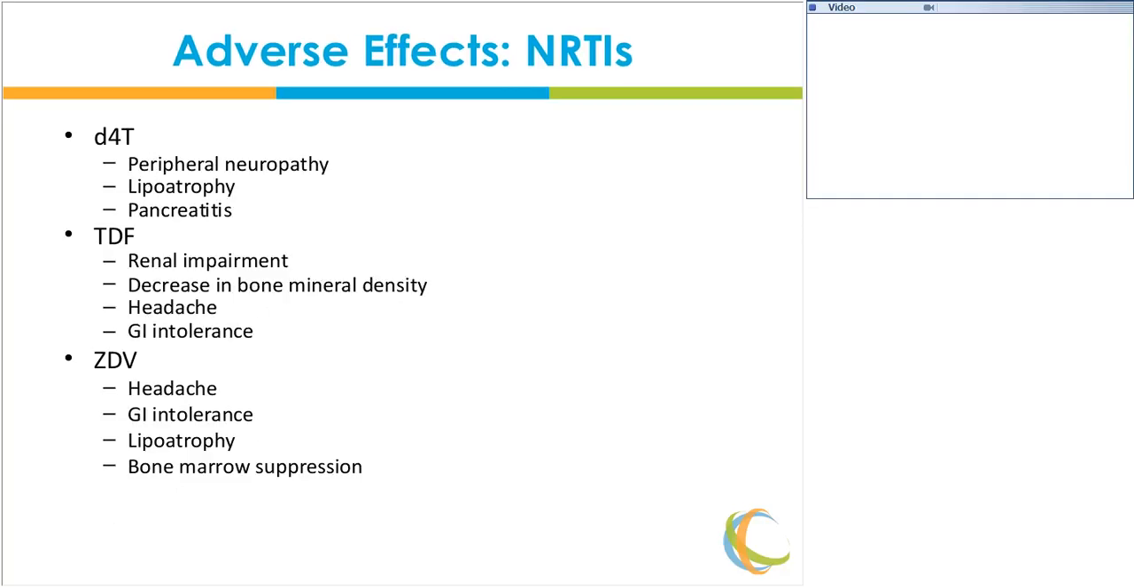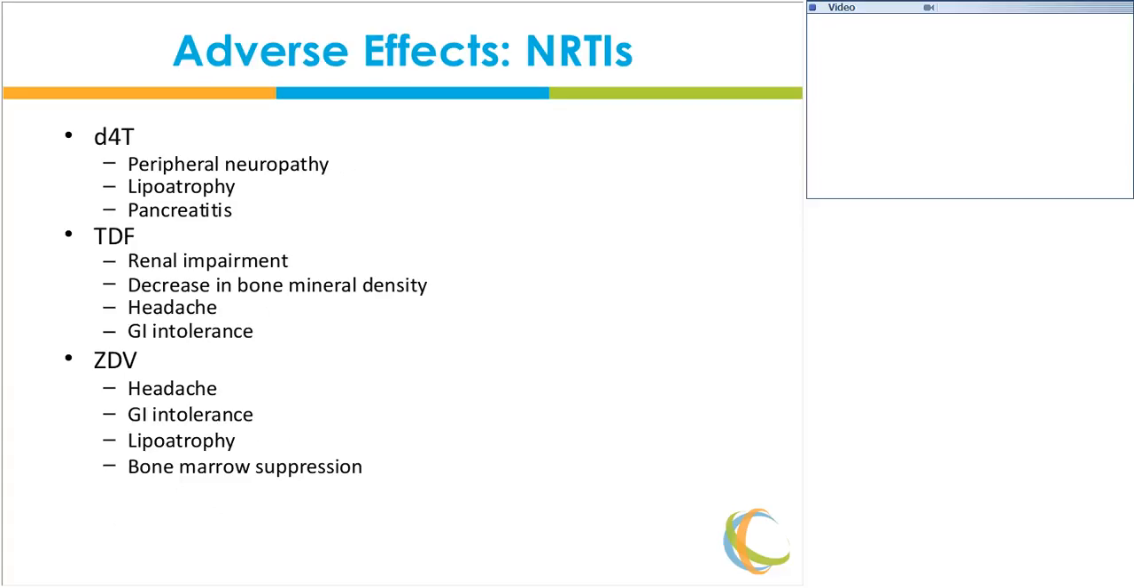Stavudine, or D4T, is associated with peripheral neuropathy, lipoatrophy, and pancreatitis. The adverse effects associated with this medication are related to mitochondrial toxicity. As you will recall, it is because of these toxicities that the WHO recommends lower doses.